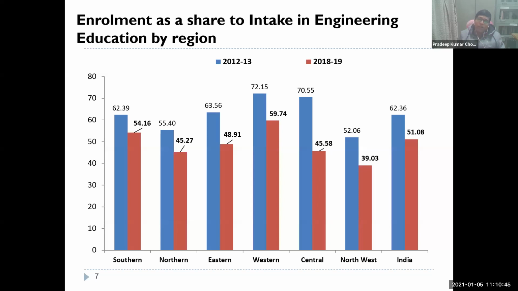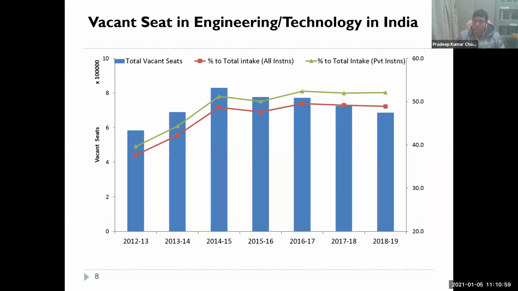So what I'm trying to say is that the crisis is emerging like this. There is a clear decline in the demand for engineering education. The latest data clearly say that close to half of the intake, the seats in engineering education, is lying vacant.